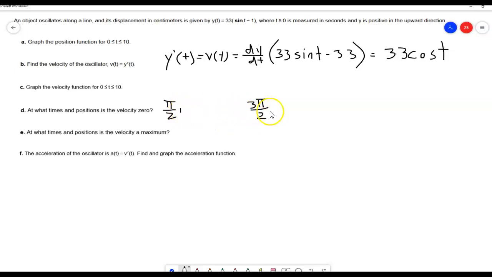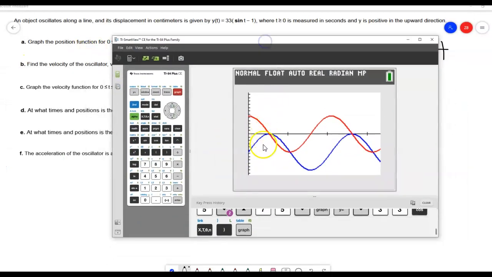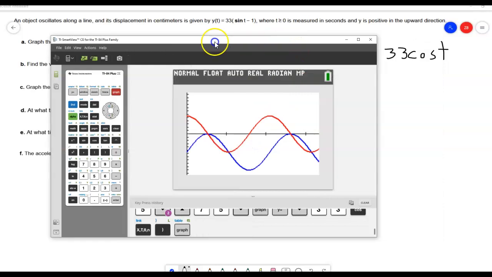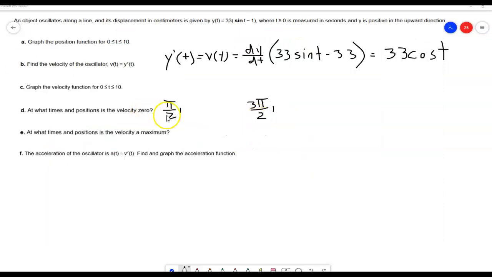And then they also want positions, right, of where that is. So we'd go back to our position function and just put those values in there. So at pi over 2, looks like I'm right here at 0 there. So pi over 2, 0.